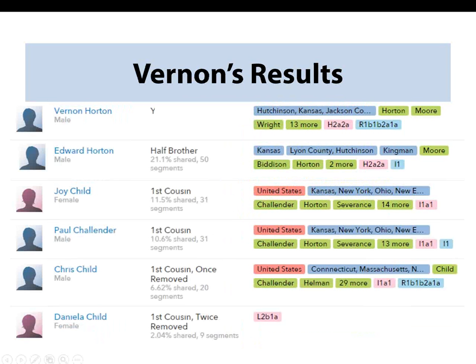So we got Vernon's results, and this was quite a considerable surprise. Vernon was shown to be a first cousin to my mother and uncle, but a half-brother to Ed. Vernon and Ed had the same mitochondrial DNA, but different Y DNA, which means that they had the same mother and different fathers.